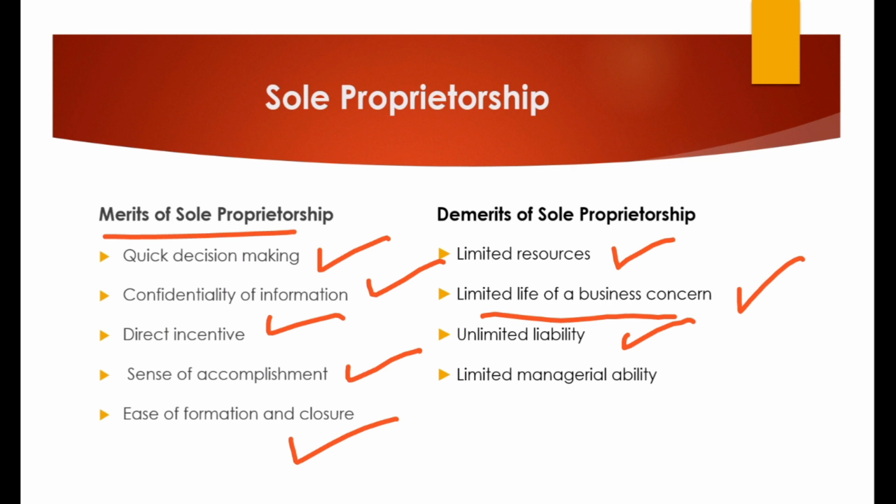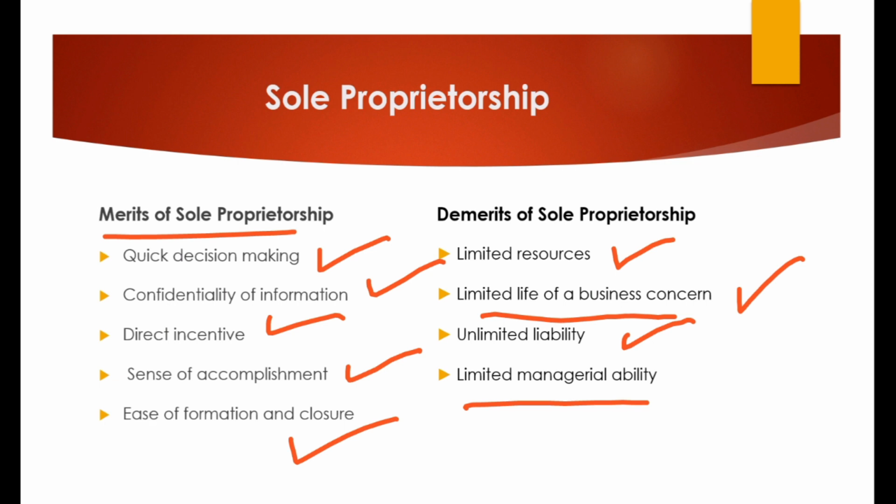Unlimited means he has unlimited responsibility. He is responsible to pay off all the debts. In case he has dues to pay to the creditors and the business is in loss, even after selling the assets of the business, if he is not able to pay the creditors, he has to sell off his personal assets and then pay his creditors. So, unlimited liability.